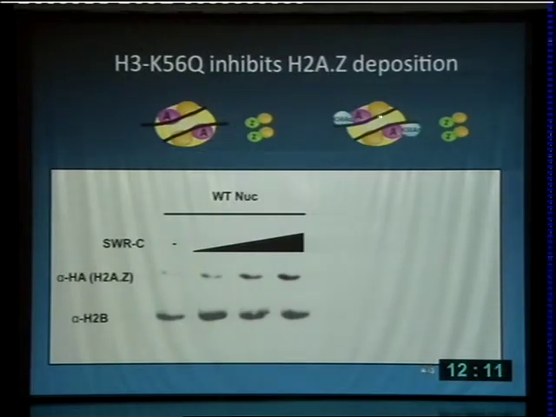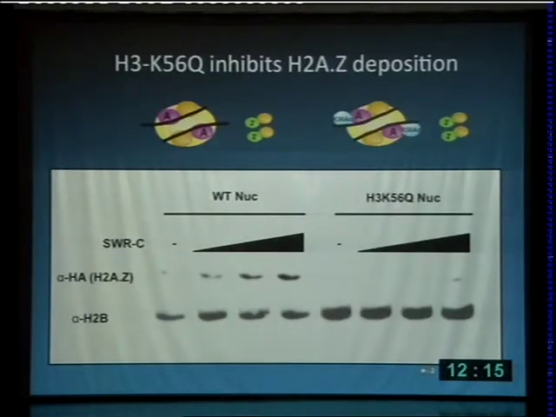The surprise was, when we now put in K56Q, we got a complete inhibition of the H2AZ incorporation reaction. A single amino acid change in H3 somehow blocked the ability of SWR-C to basically take out H2A and put in H2AZ. It's very surprising, considering this is a translocase exchanging dimers. And we wondered what was going on here.